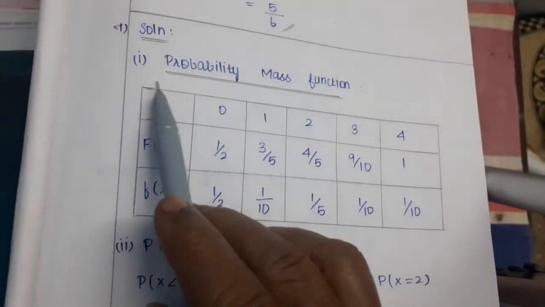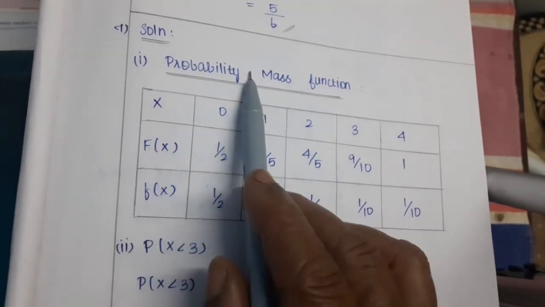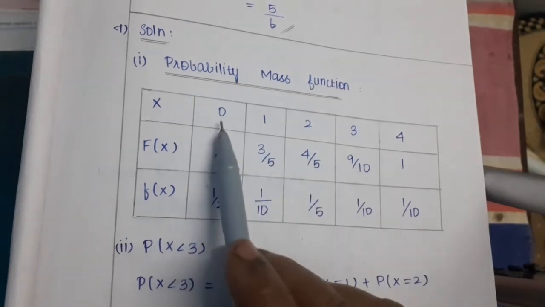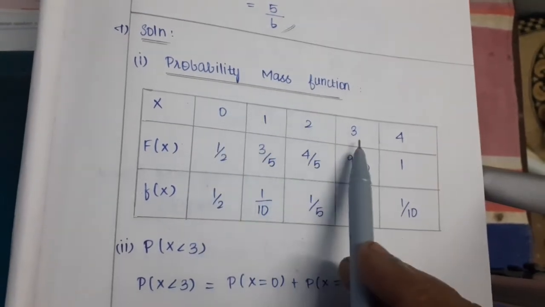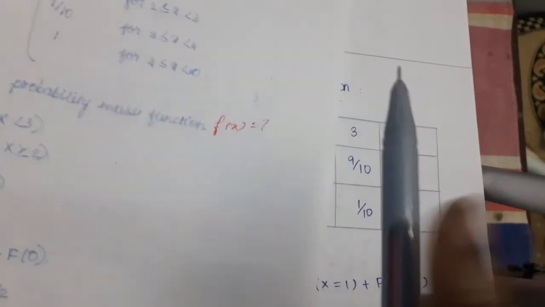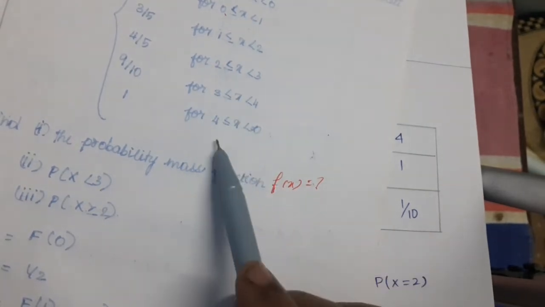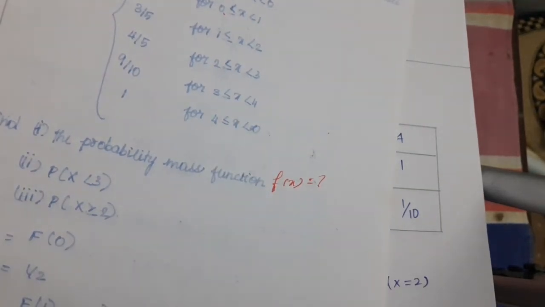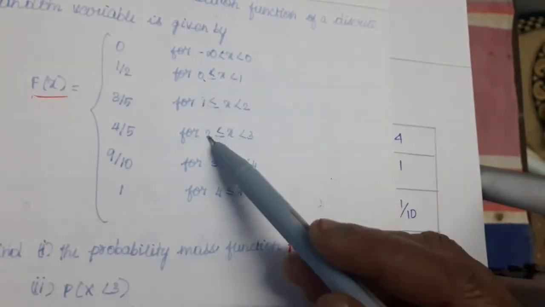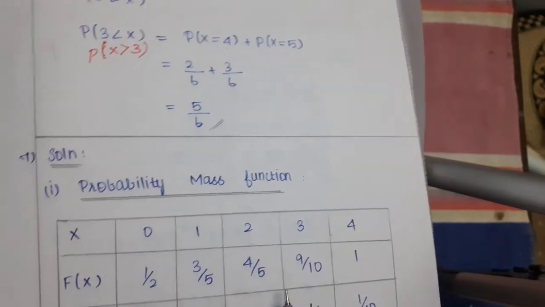For the seventh question, first capital F of x is given. From this capital F of x, the first subdivision asks for the probability mass function. X takes the values 0, 1, 2, 3, 4. See, the x value is less than or equal to 0, including that value. So x takes the values 0, 1, 2, 3, 4.